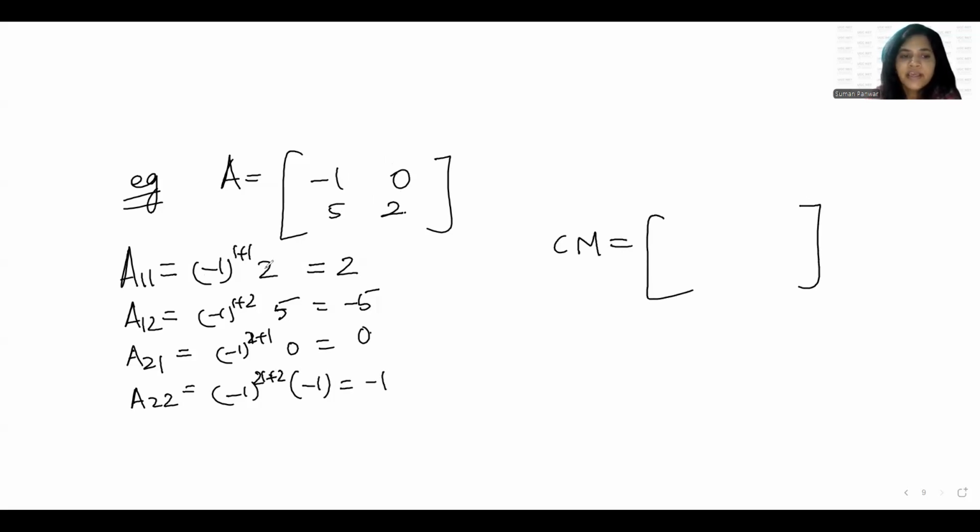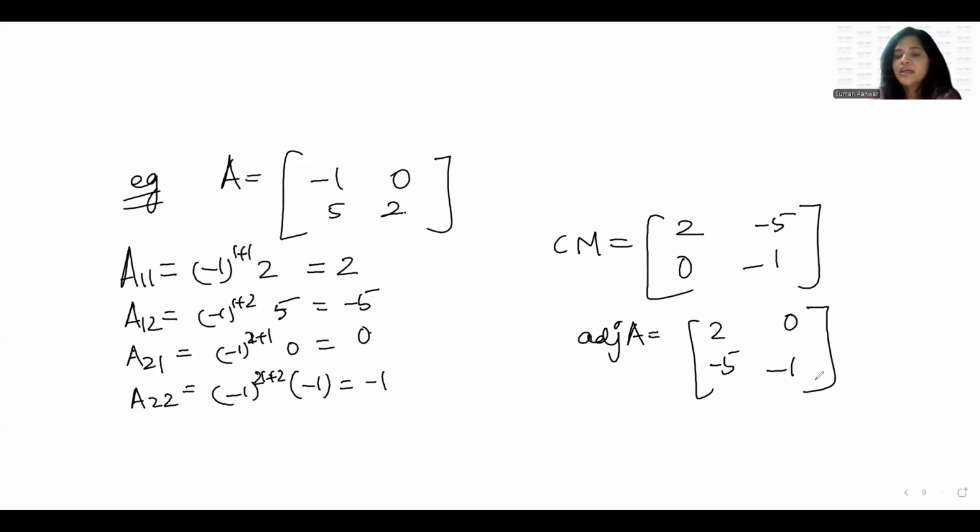So what is cofactor matrix? Cofactor matrix is A11, A12, A21, A22. So what is adjoint of A? Adjoint of A is 2 minus 5, 0 minus 1. That is how you find out adjoint of a matrix.